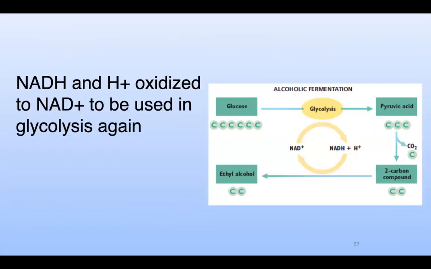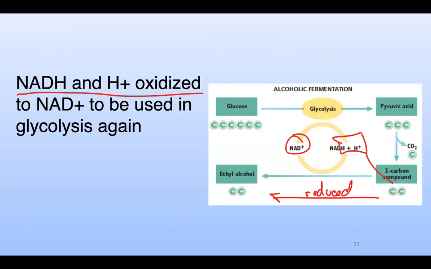And then we have NADH and the hydrogen ion, which are oxidized to NAD+, which means this guy is reduced. So we're taking these 2 hydrogens, we're putting them on there, and that's ethyl alcohol. Again, the whole thing is for glycolysis to keep going.